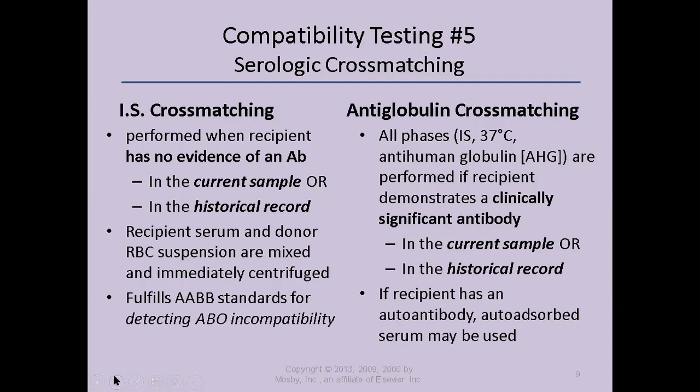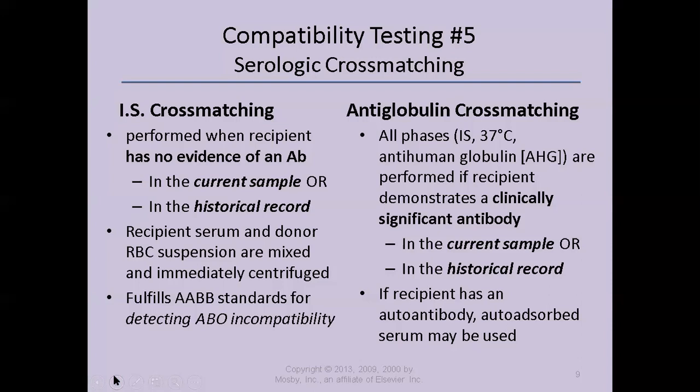So let's compare and contrast two different types of cross-matching. So we have already talked a little bit about immediate spin cross-matching. When would it be acceptable to do only an immediate spin cross-match? And this is very important to remember. When we have a recipient who has no evidence of an antibody now in their current sample, meaning they've had a negative antibody screen, and they have no evidence of an antibody in their history, okay, both. None current, and they've come to our hospital before and they've always had a negative antibody screen.